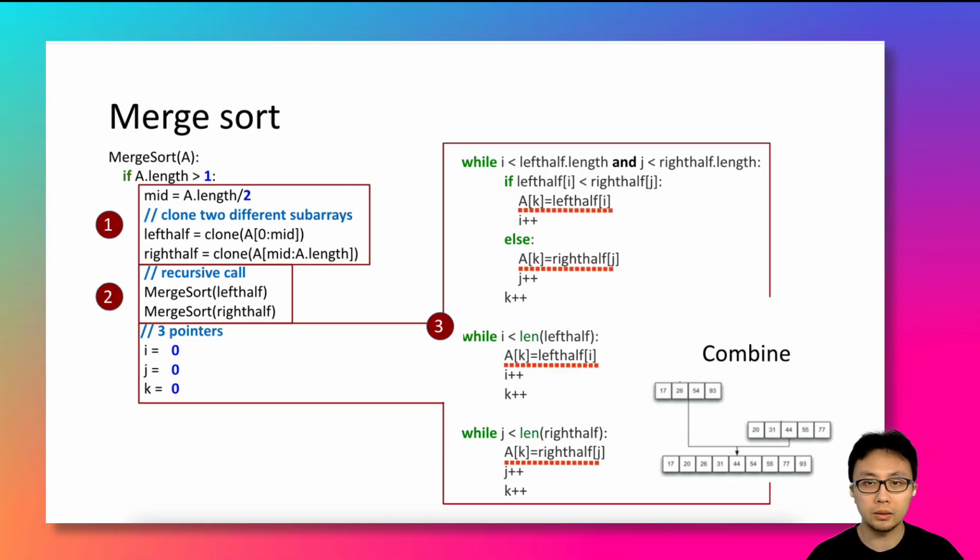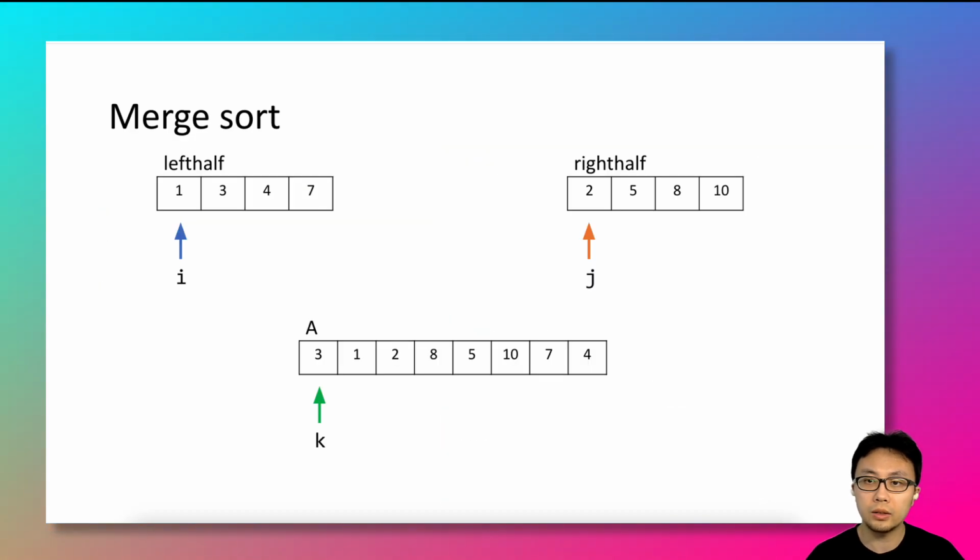That will overwrite the existing elements, of course. But since left half and the right half have all the original elements, the existing elements in A no longer matter, and the overwriting would be fine. Let's walk through an example to make sure we are on the same page about this block of code, about how the merging would work.